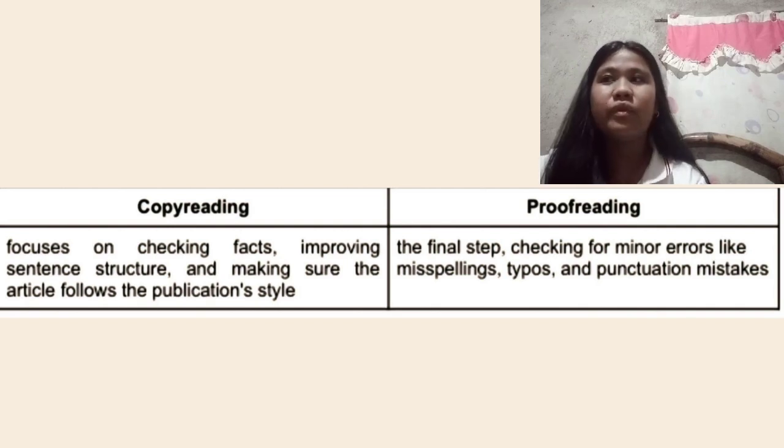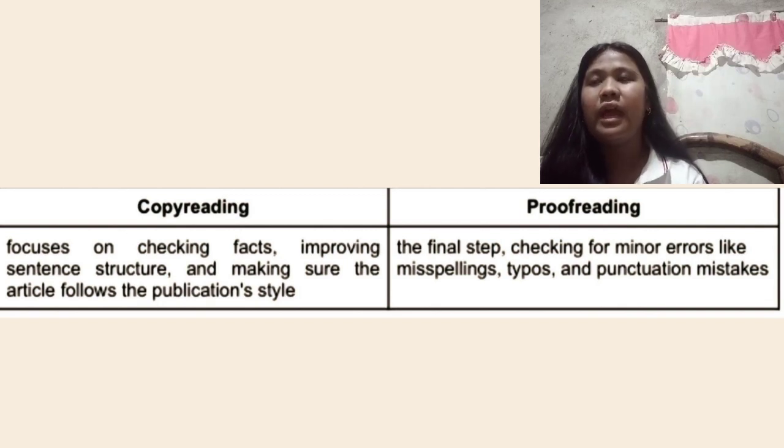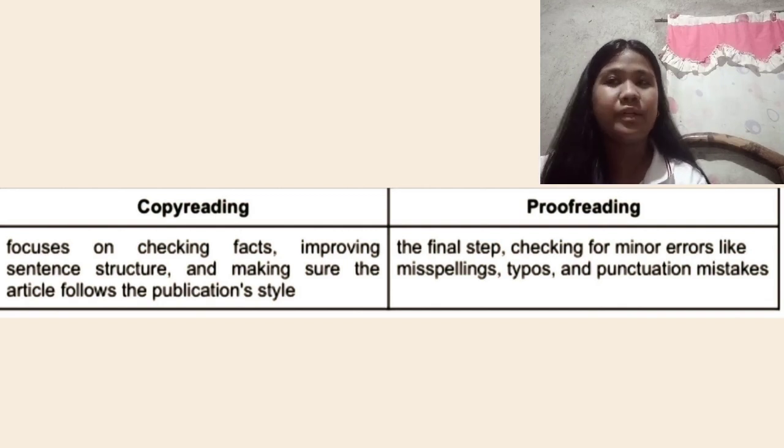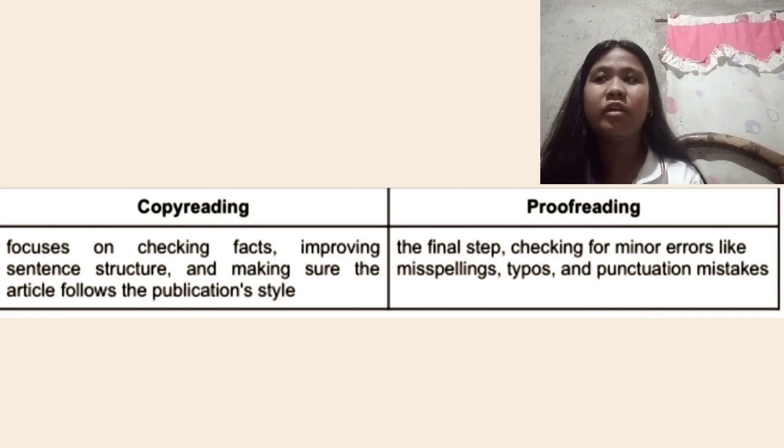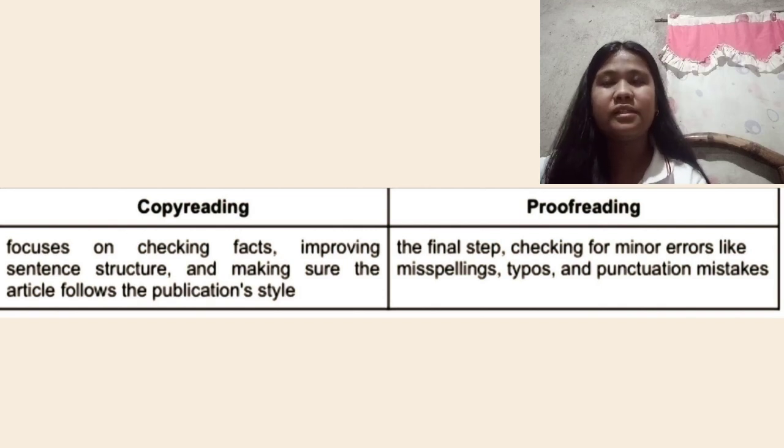To put it simply, copy reading is like fixing and shaping the content to make it stronger. And proofreading is more like cleaning up the surface to make it perfect. Both are important. Without copy reading, the article might be unclear or inaccurate. And without proofreading, it might have small errors that distract the reader. That's why in campus journalism, we learn to do both, so we can provide articles that are not only well written but also professional and trustworthy.